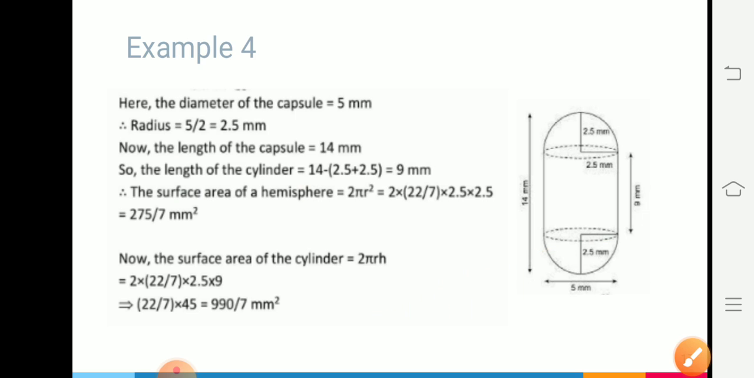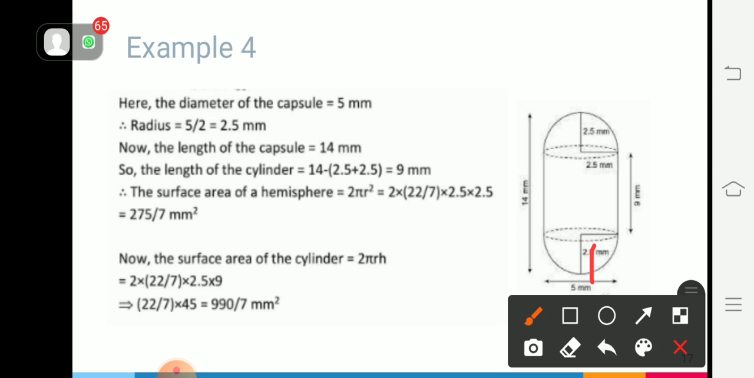So you can see this calculation done over here. So 2.5 is the radius, you can see. This is the radius, this is the radius 2.5, which we subtract from 14. So from 14 when we subtract, you get 9 millimeter as the length of the cylinder.